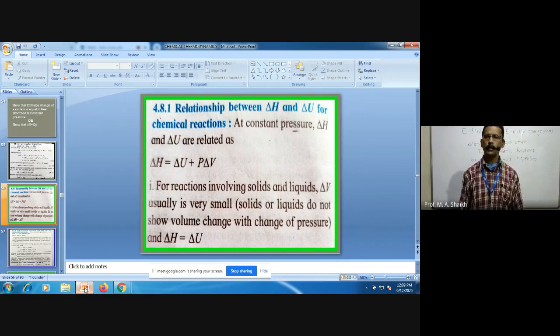When our system is a chemical reaction, at that time what is the relation between delta H and delta U? Here there are two possibilities. In fact, three possibilities. Now, consider the first possibility.